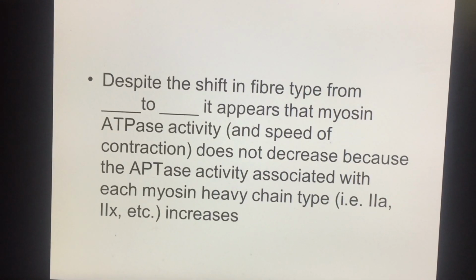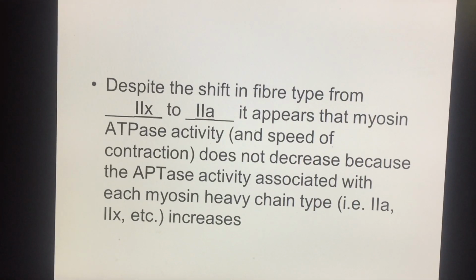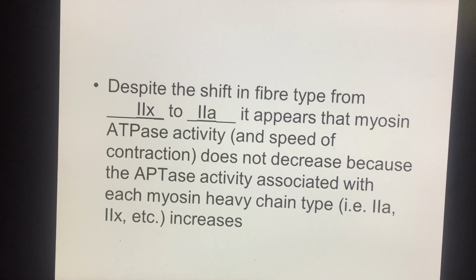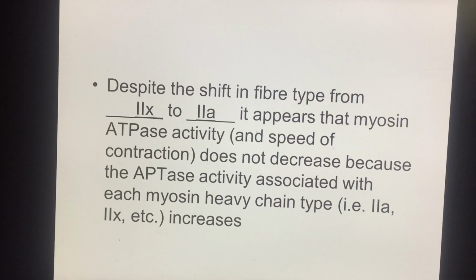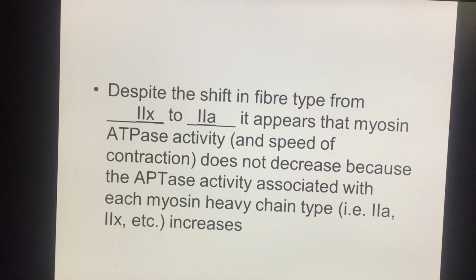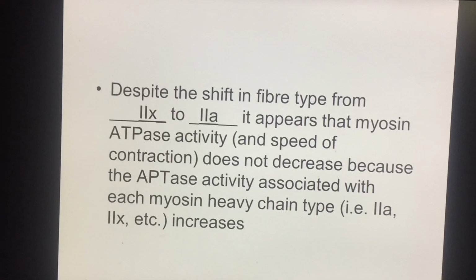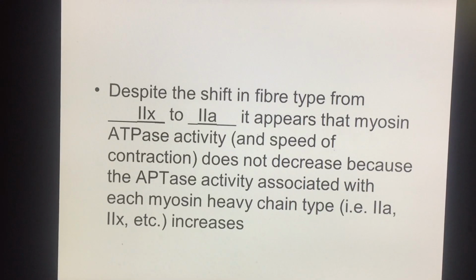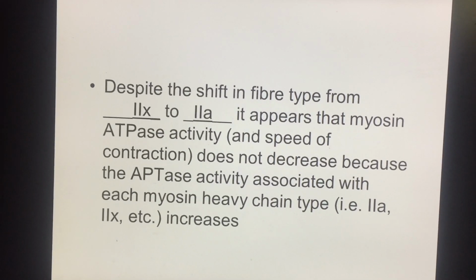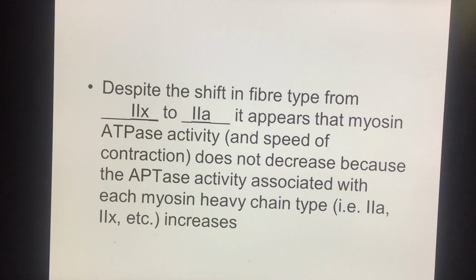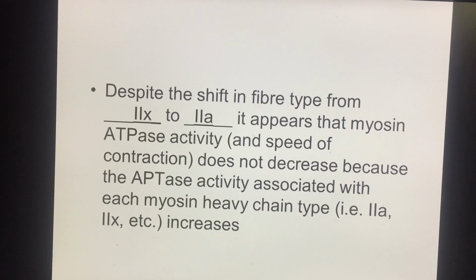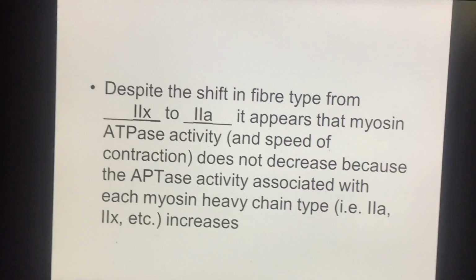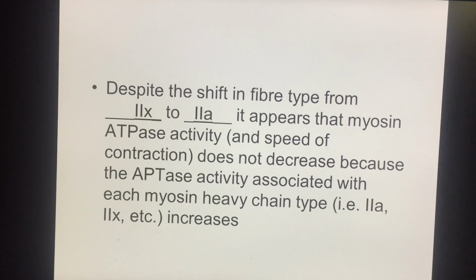Another finding here is despite the shift in fiber type from 2X to 2A, it appears that your myosin ATPase activity actually doesn't decrease because the ATPase activity associated with each myosin heavy chain, so type 2A, type 2X, actually increases. So again, despite the shift from 2X to 2A fiber types with strength training, you actually don't see that much of a reduction in speed of contraction with strength training.